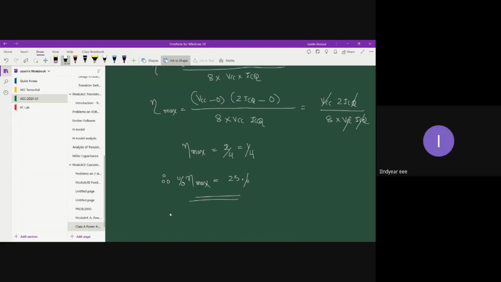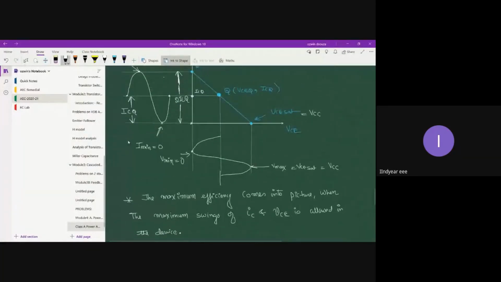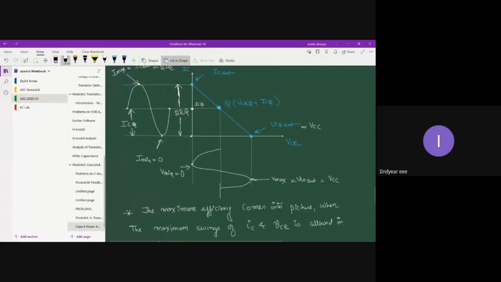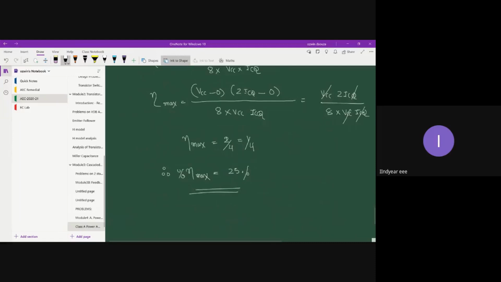That's what I was trying to tell you in the beginning, right? Even though you are getting a complete 360 degree distortionless output, you see, there are no distortions. You will get a perfect 360 degree output waveform. Though your output is not suffering from any distortion, the conversion efficiency is found to be very, very low. That is about 25%. So that's the reason class A power amplifiers are seldom used in practice.